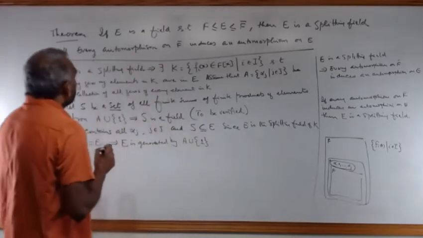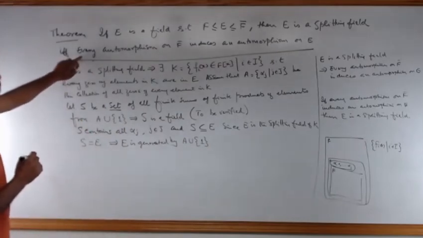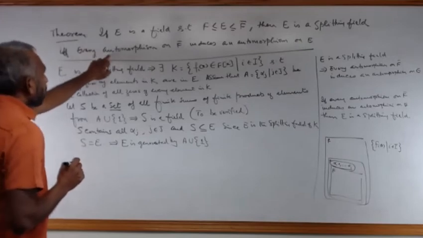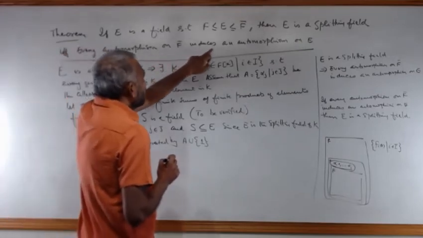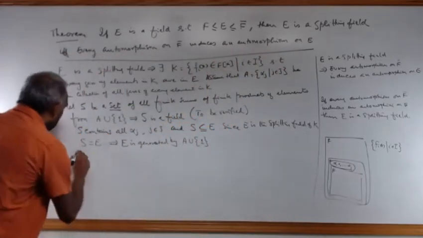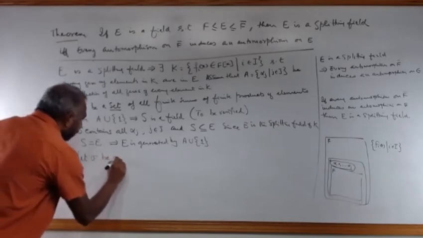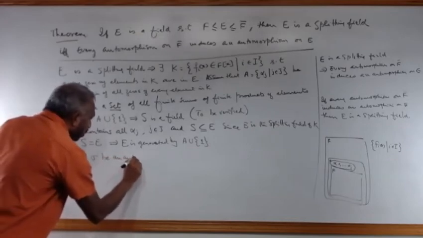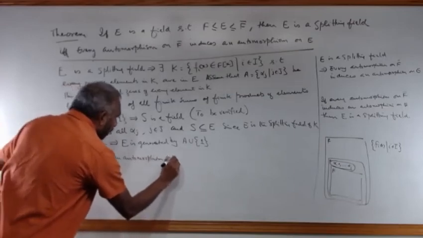Now, what we want to show is every automorphism on F closure induces an automorphism on E. So we'll take an automorphism from F closure. So let sigma be an automorphism on F closure.